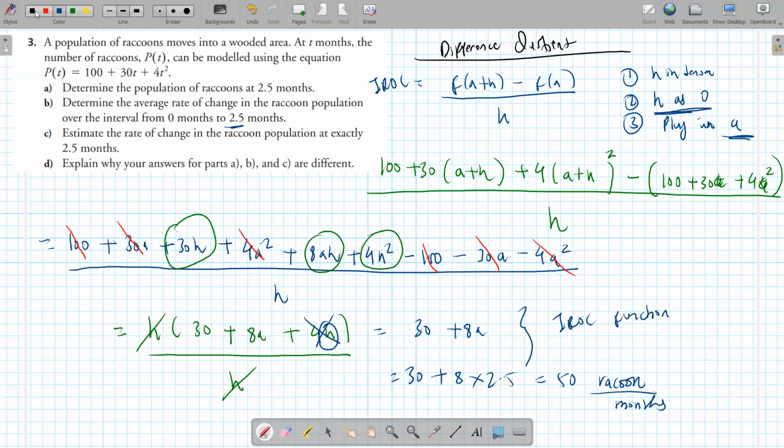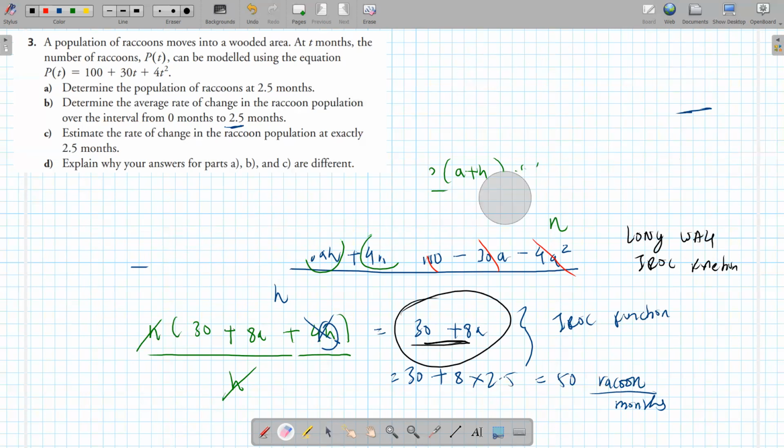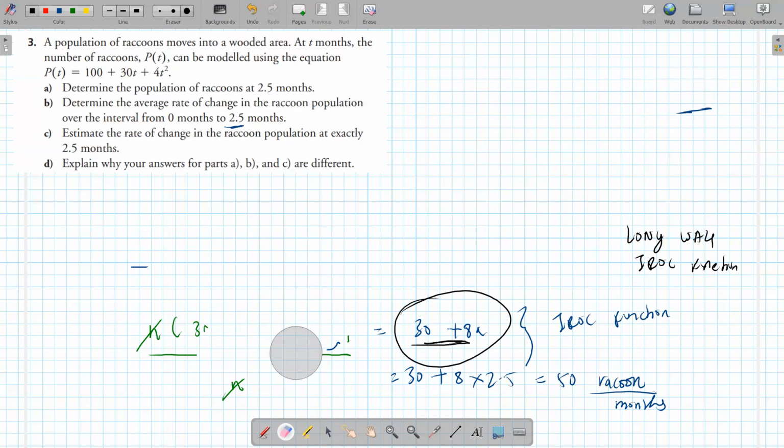Now, difference quotient is the long way of doing things. It's the long way of finding the IROC function, the instantaneous rate of change function. Let me show you an easier way of getting this exact same answer. It's going to be 2 steps. We're going to get 30 plus 8a or 8t or whatever. Now this is a short way.